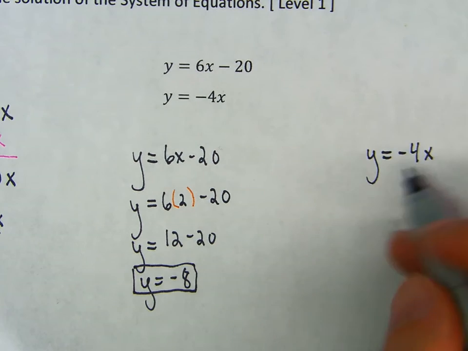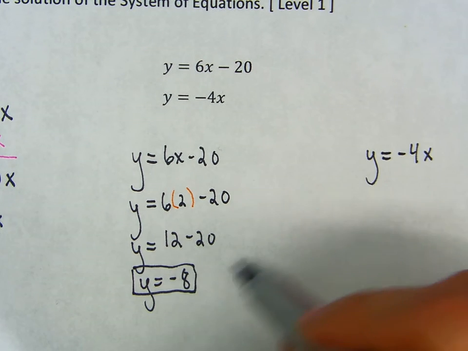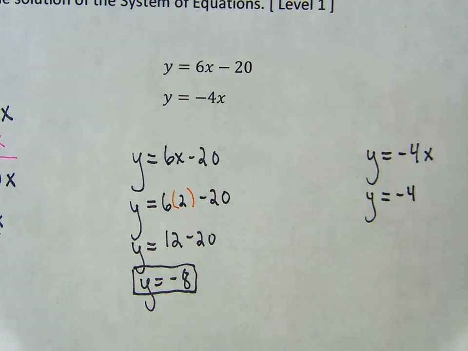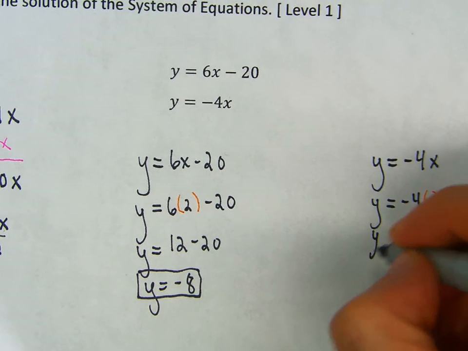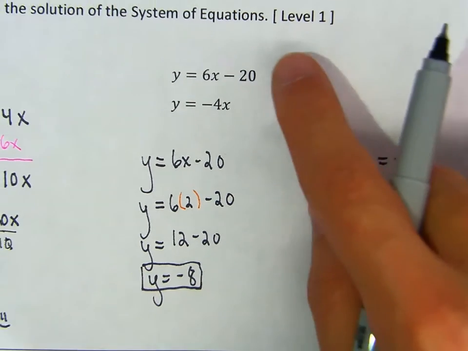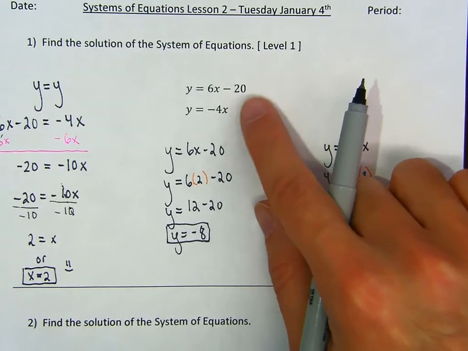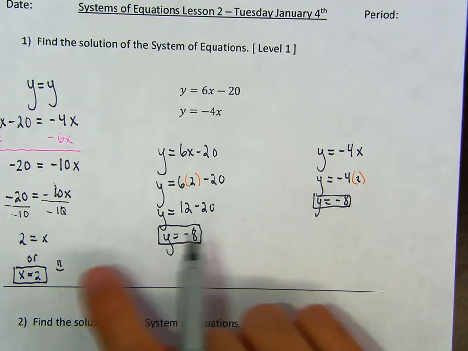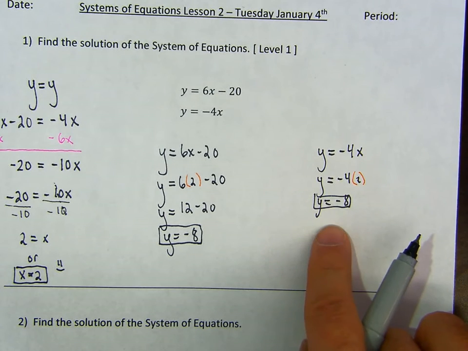Or I could have plugged 2 into this equation. Let's see. Do you think you should get the same solution, or would I get a different solution for y? Let's see. y is equal to negative 4 times 2. So y is equal to, what is negative 4 times 2? It's negative 8. So it didn't matter which equation I plugged the x into. This x equals 2, I plugged it into the top or the bottom, and I still got negative 8. If I had to go back in time and choose which equation to plug 2 into, I'd probably plug it into the bottom one because it was just one easy move.